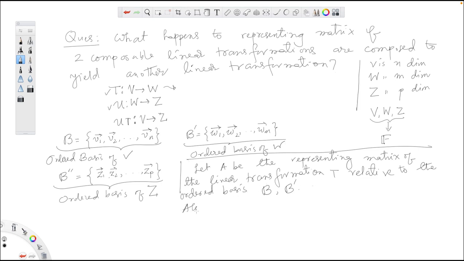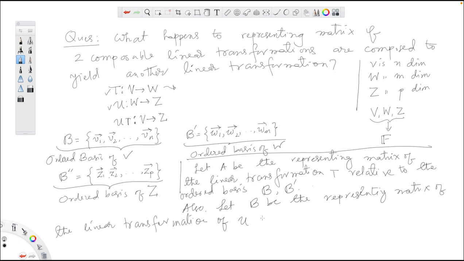Okay. Also let B be the representing matrix of the linear transformation U relative to the ordered basis B prime and B double prime. Okay.